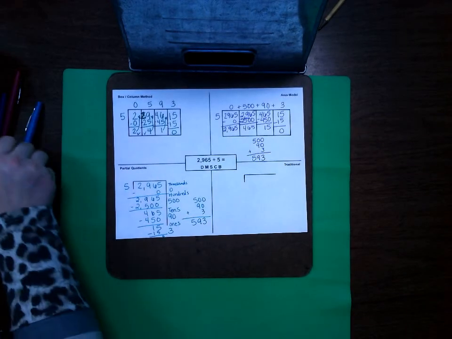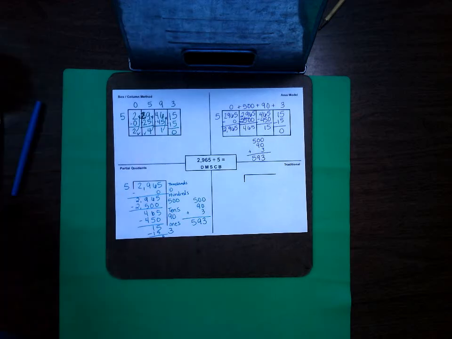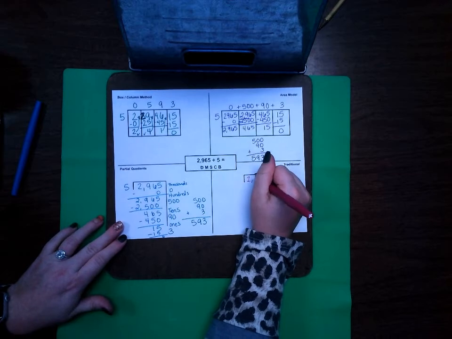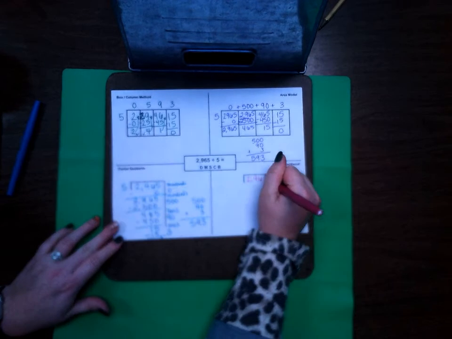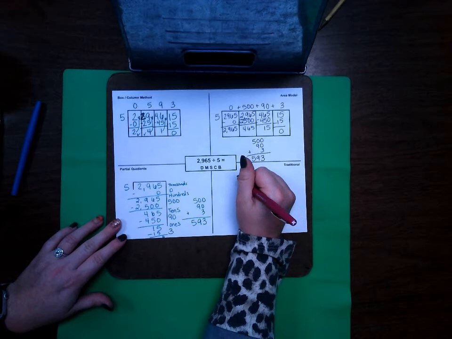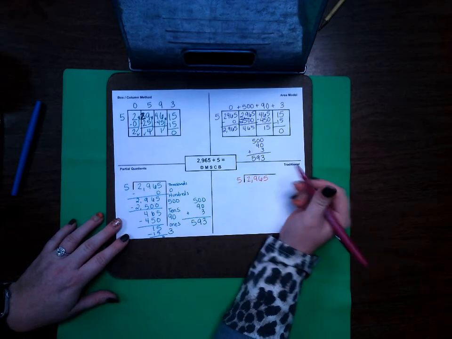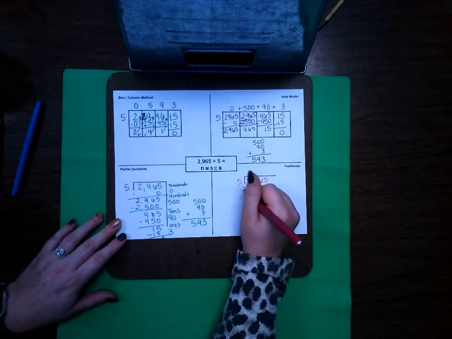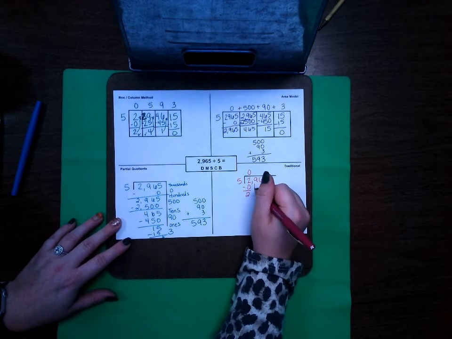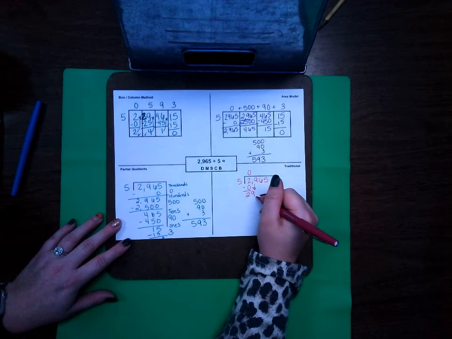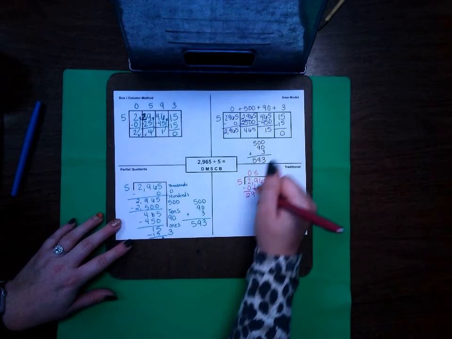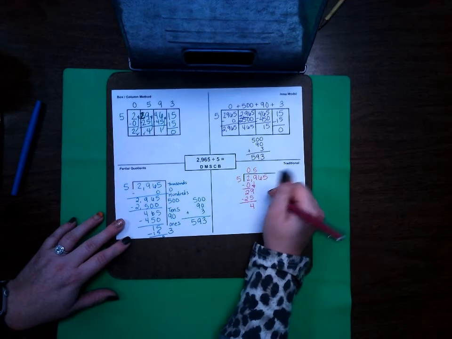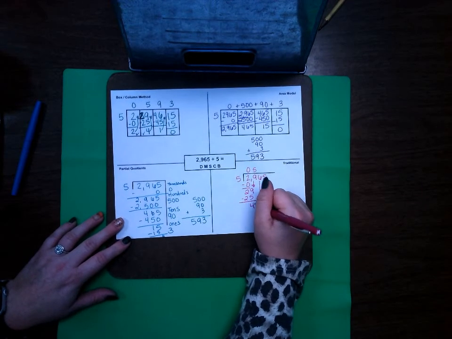Last one today. Right, this is the traditional method. I'm going to put my whole dividend inside the house, 2,965 divided by 5. 5 times 0 is going to have to go right here because I can't do anything else. Bring down that 9. I've got 29. 5 times 5 is 25. So I'm going to subtract. I've got 4 left. Bring down that 6.